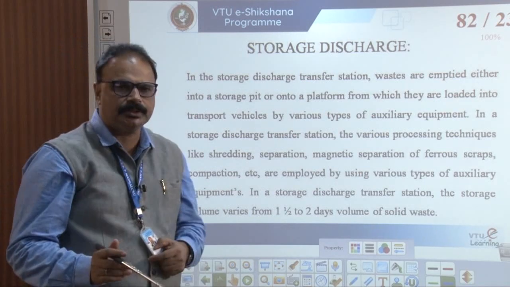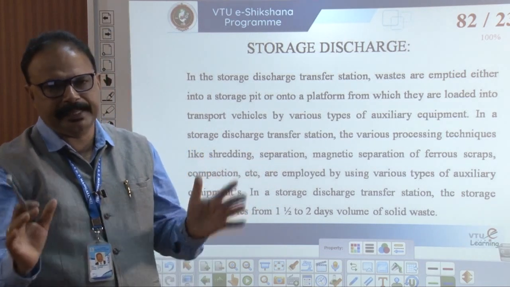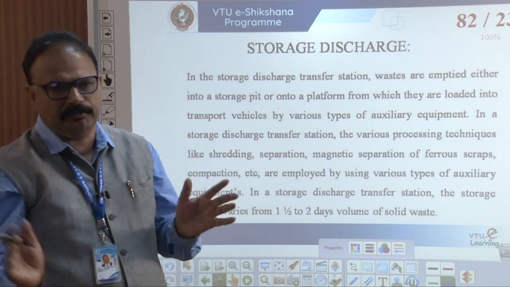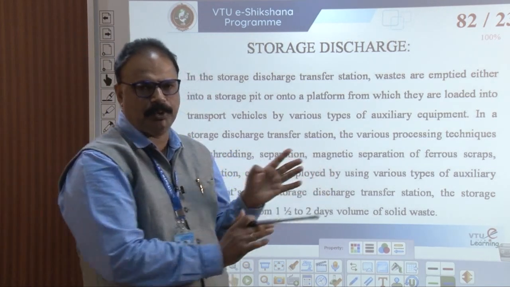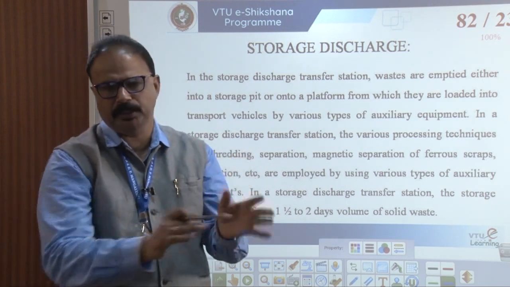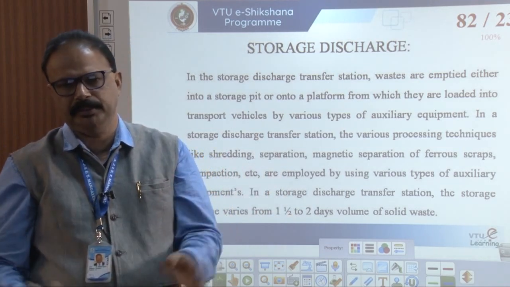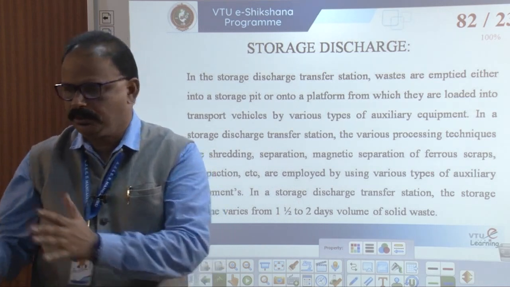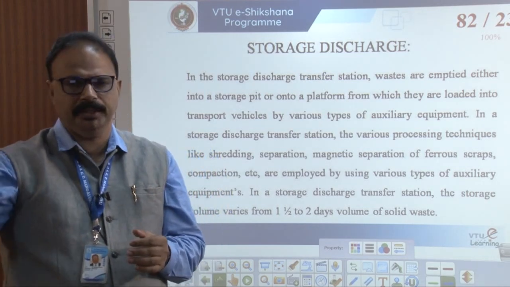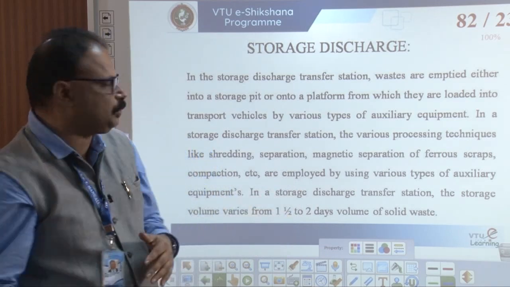Second, storage discharge. In some places waste is stored. Waste is emptied and processed there: cutting the waste, separation, magnetic separation where ferrous iron substances are removed mechanically. Paper is separated manually or mechanically. Organic waste is separated and goes to making organic manure. Ferrous metal is separated and taken by the vendor, paper is taken, wood is separated. This is the process of storage discharge.